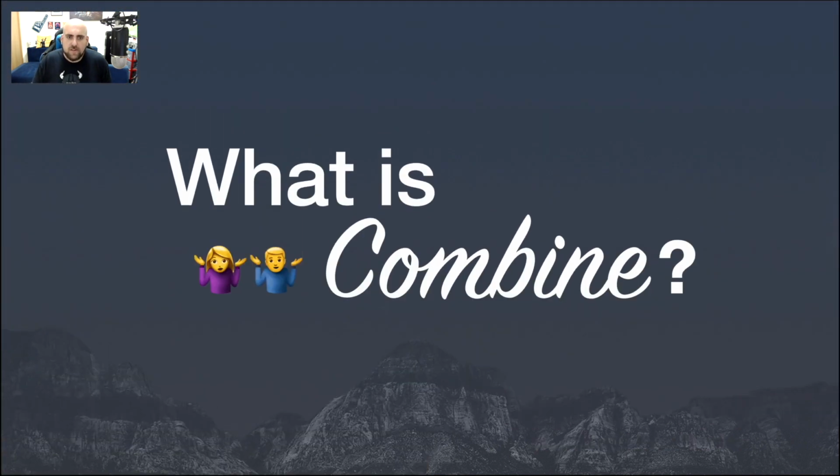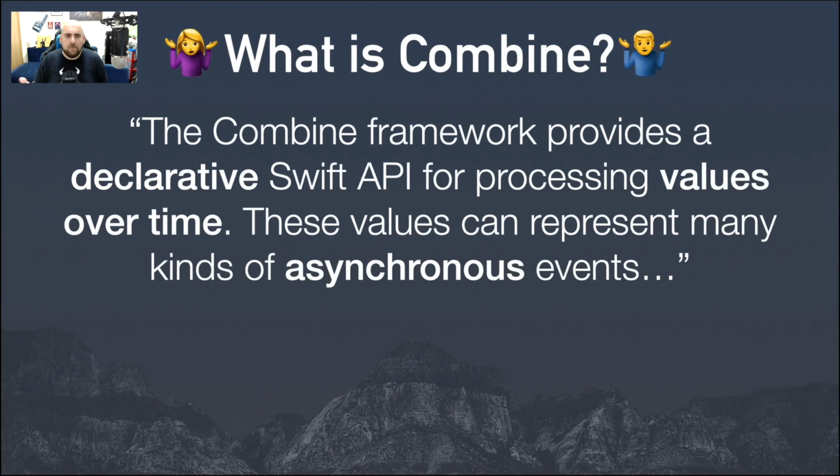So let's just get started. What is Combine? I always like to start with the dictionary definition of something which is very complicated, like Combine. So Combine is really a framework which provides a declarative Swift API for processing values over time. And these values can represent many kinds of asynchronous events. I really want to focus on the word asynchronous here.